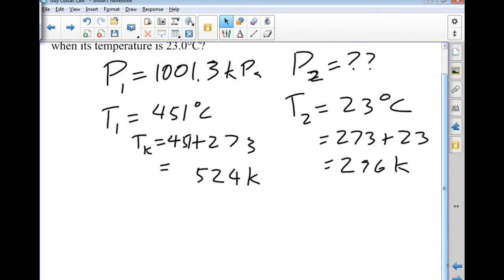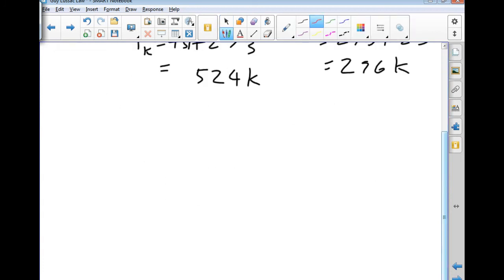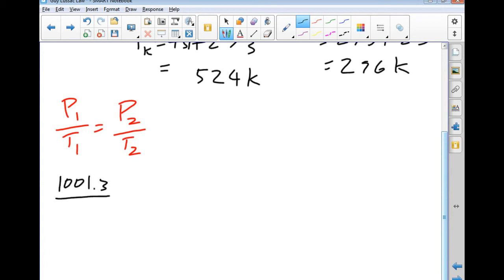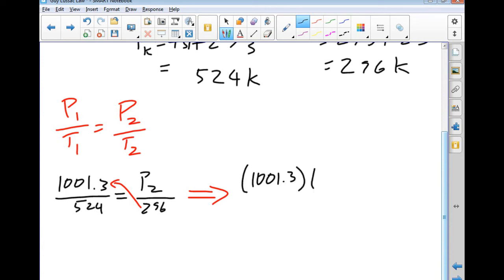So now let's try that out. P1 over T1 equals P2 over T2. It's 1001.3 over 524 is equal to P2 over 296 kelvin. So we bring that over. So 1001.3 times 296 over 524 is equal to P2.